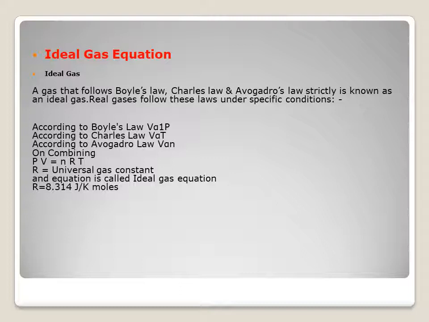According to Boyle's law, V is inversely proportional to P. According to Charles' law, V is directly proportional to T. According to Avogadro's law, V is directly proportional to n. On combining all these laws, PV is equal to nRT, where R is the universal gas constant, and this equation PV = nRT is called the ideal gas equation, and R is the gas constant.